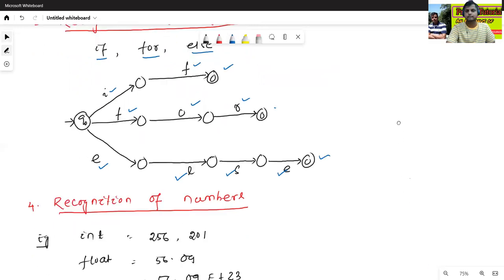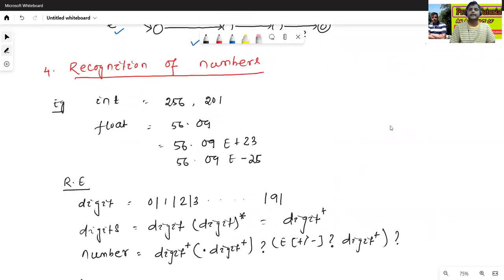Now we'll see the next one, recognition of numbers. How to create the numbers? The numbers may be integer or float. Some examples of integers are 256, 201, these are called integer numbers. We can also write float numbers. This one is the fractional format or decimal format, we can say. So decimal format means 56.09.